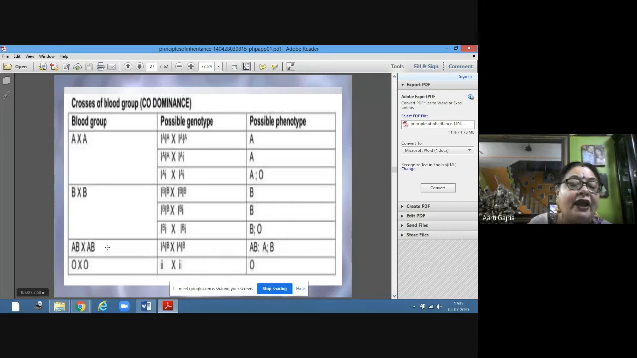Both are having AB. And suppose both are having O, then what is the probability? There is only one probability, that is O, because they both have to contribute only small i. There is no other option. So small i and small i would result in O blood group. Clear?